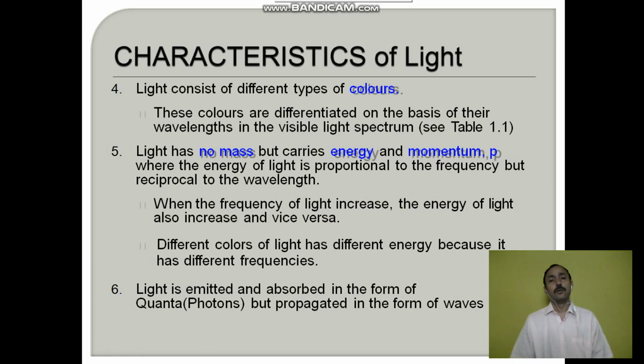So we know the light has different colors. Light has no mass but carries energy and momentum. If the frequency is increasing, the energy of the light will also increase. If frequency decreases, the energy of light decreases. Light is emitted and absorbed in the form of quanta but propagated in the form of waves.